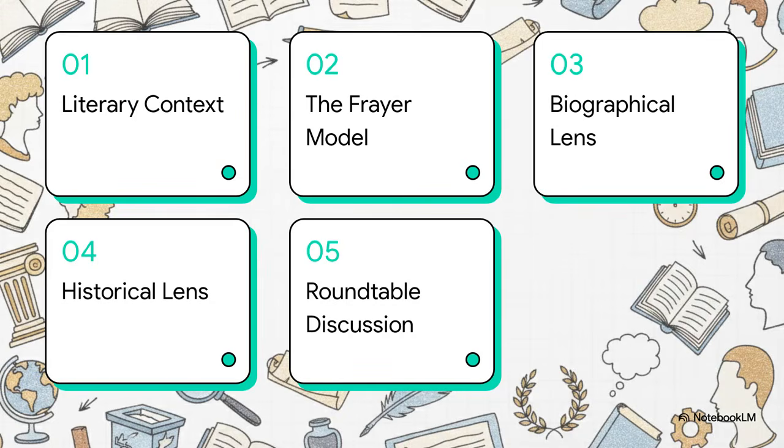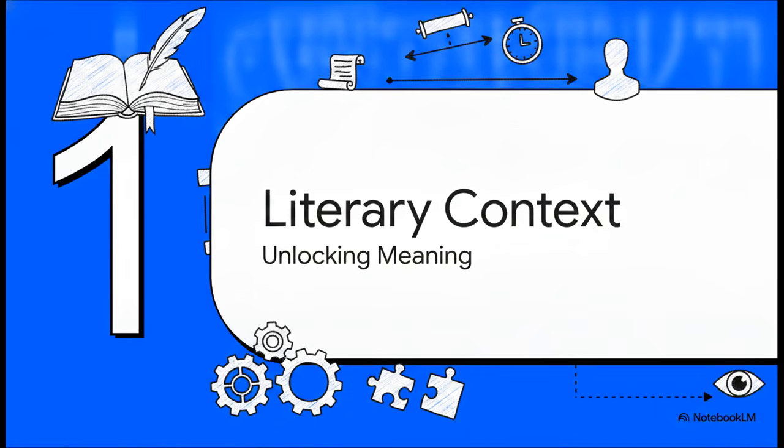So here is our syllabus for today. First, unlocking literary context. Second, building a Frayer model. Third, the biographical lens. Fourth, the historical lens. And finally, we'll wrap up with the roundtable discussion. All right, let's jump right into section 1, unlocking literary context.